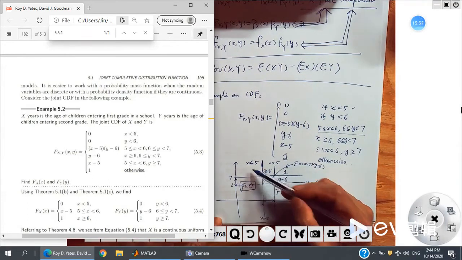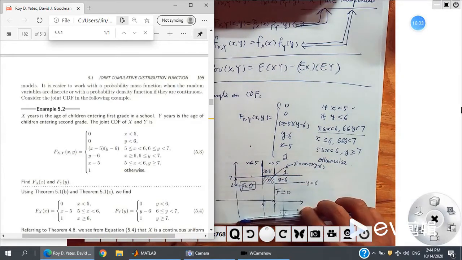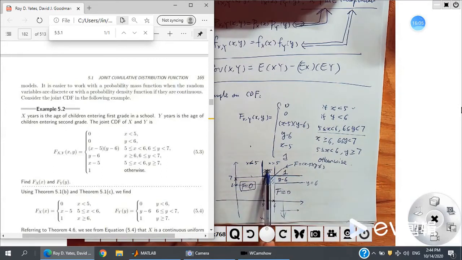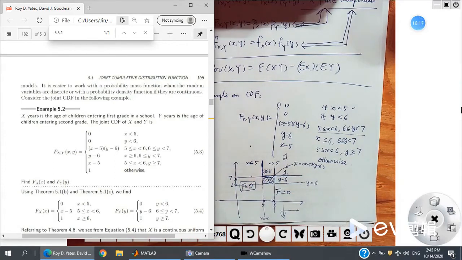We have covered all of these, which should be 0. And for these two I have x minus 5 and y minus 6, and here it's 1. And this part is a multiplication of these two in this area. So the CDF should be a function that looks like this. Okay, we can see how it looks. Let's use MATLAB to do it.